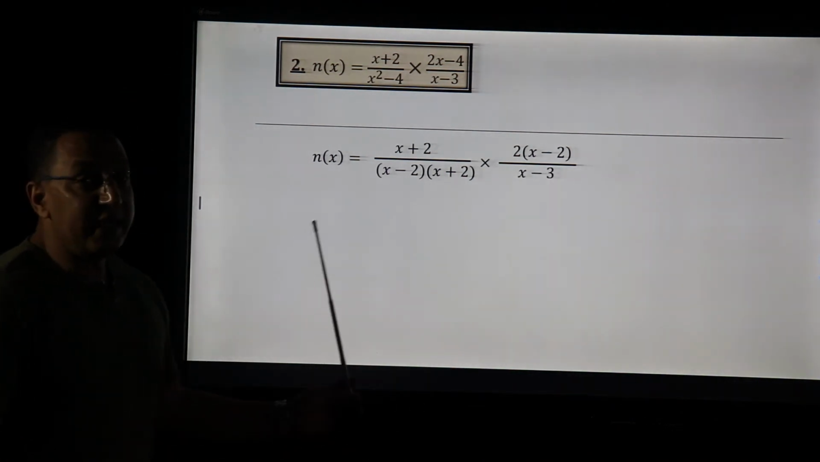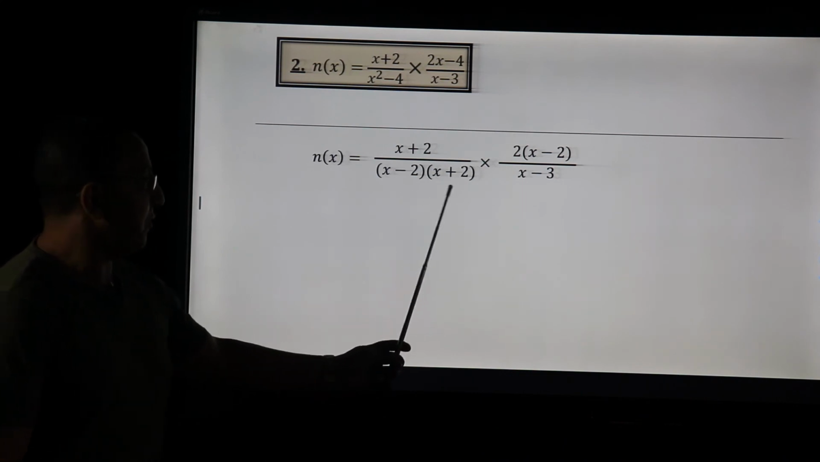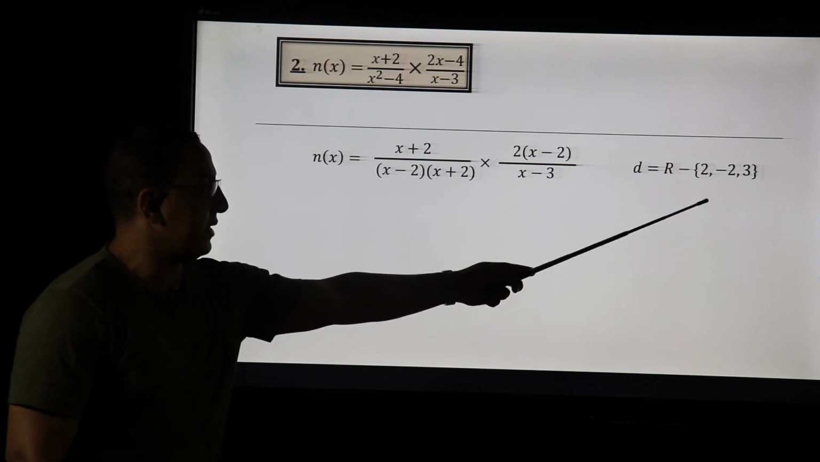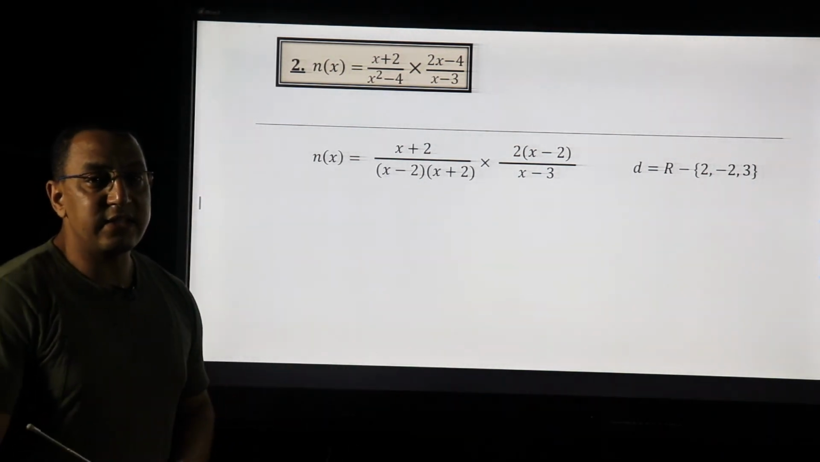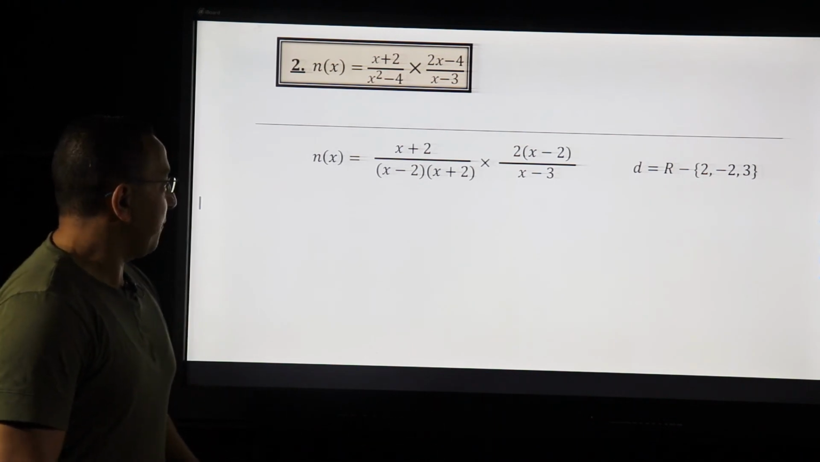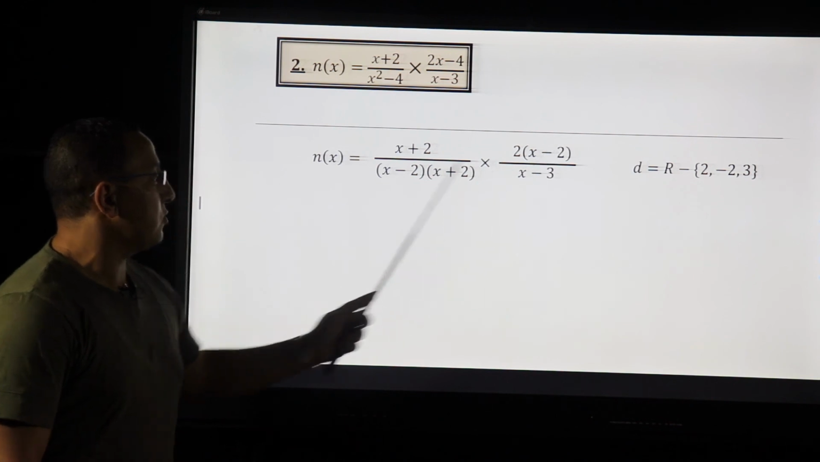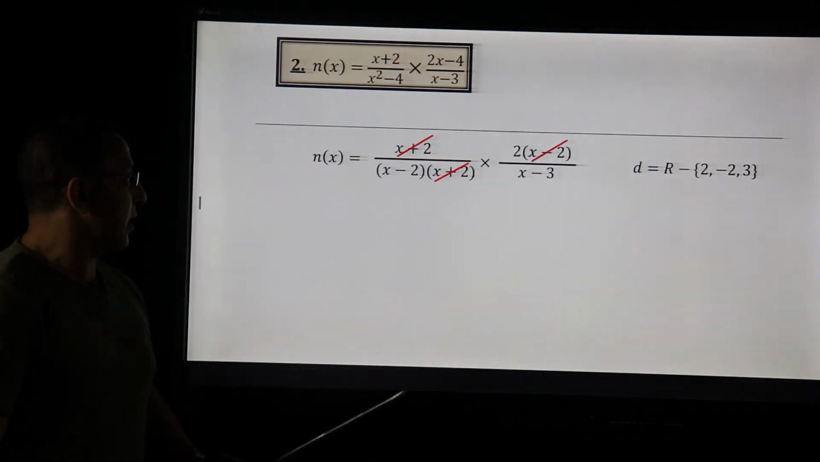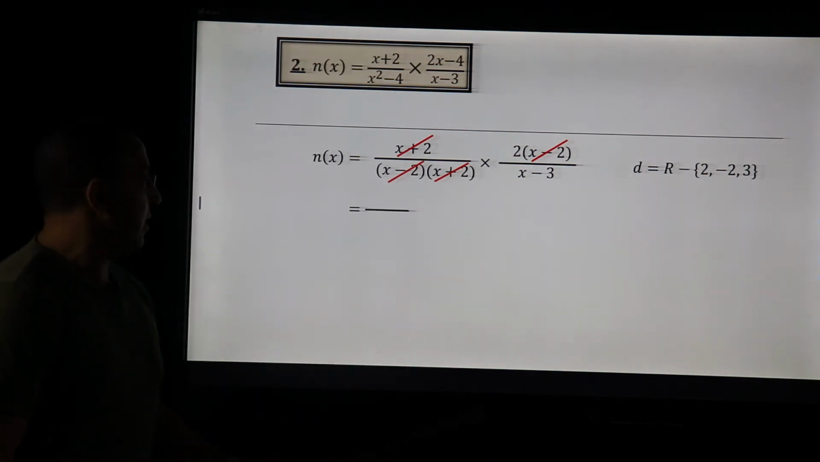The domain here is what? The domain is R minus positive 2, negative 2, and positive 3. Again, 2 and negative 2 and positive 3. Finally, I'm going to cancel the common factors. Here I have x plus 2 and x plus 2, and I also have x minus 2 and x minus 2. Finally, I have now 2 over x minus 3.